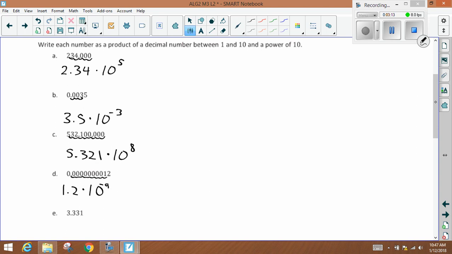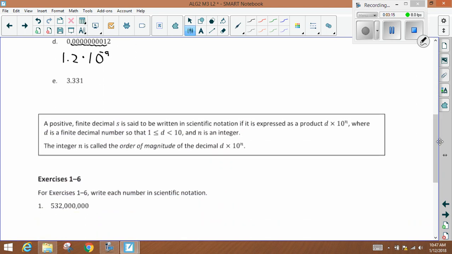How about 3.31? 331. Won't change. And how do we express that without a change? 10 to the 0. There is a formal definition there of scientific notation.